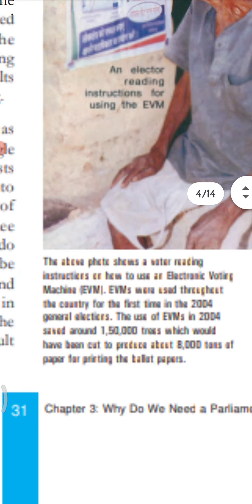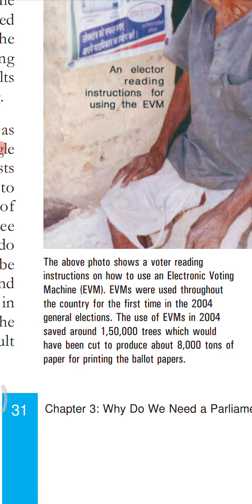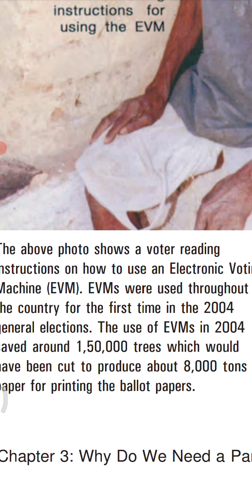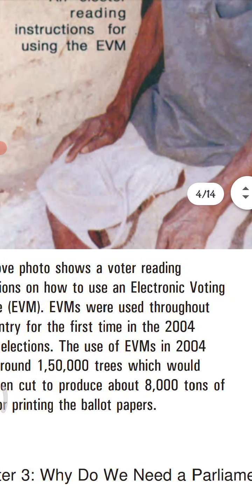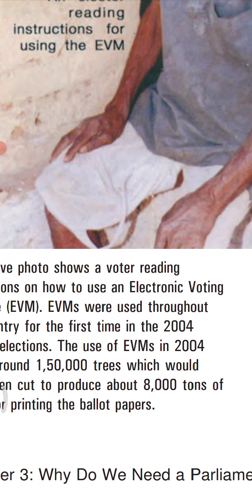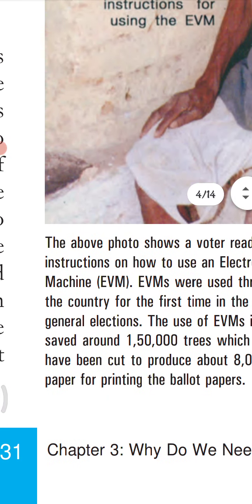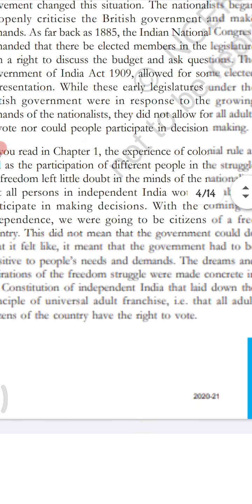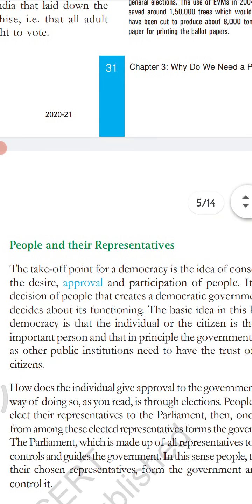EVM, electronic voting machine, full form of EVM, electronic voting machine. And when was it used for the first time? In the general election 2004. But underline these side by side, otherwise you will find it a little bit difficult to do these questions later on.